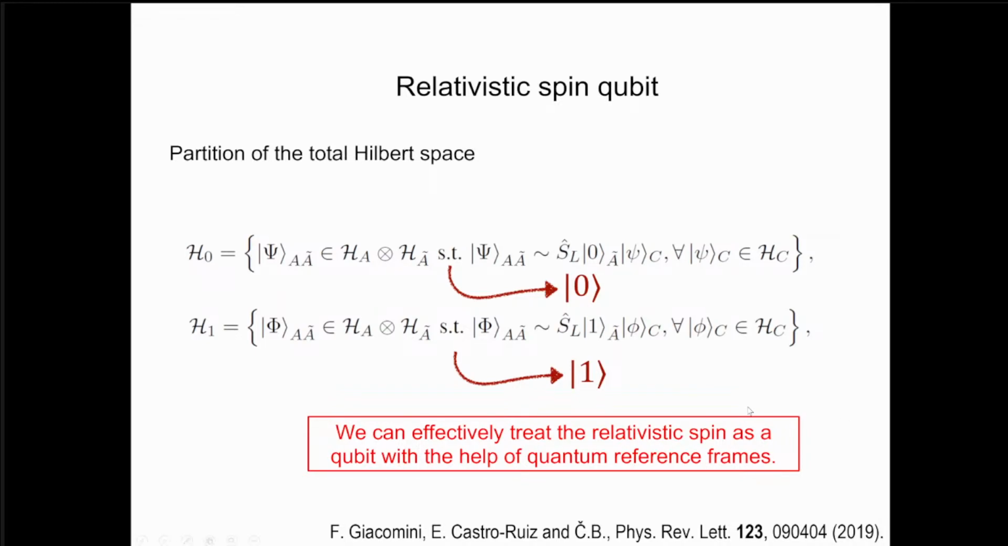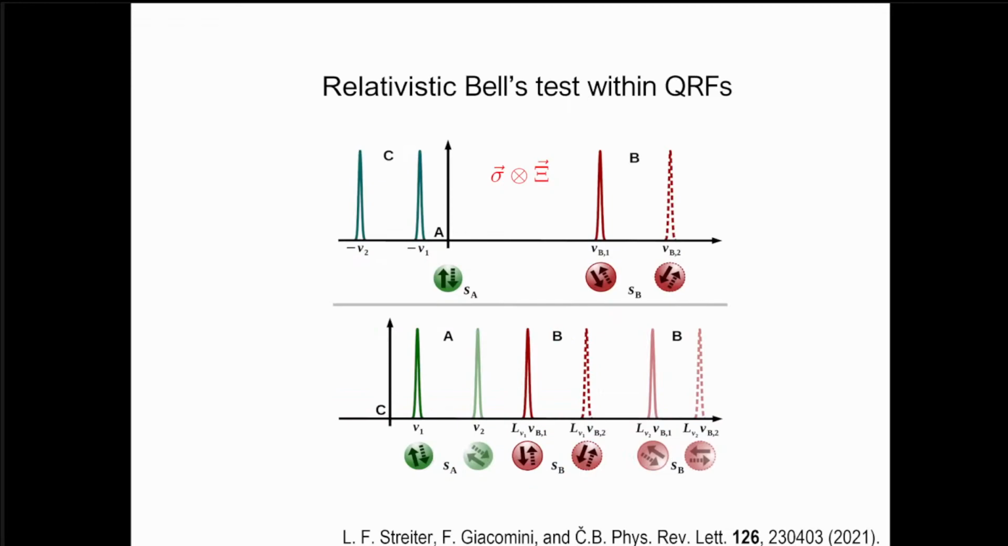The ideal quantum reference frame helps us to restore and revise this problem and to see that there is an appropriate observable to measure in Alice and Bob's laboratory such that violation is again maximal. And the idea boils down to the following. What you see here in the upper picture are 3 systems. There is C, which is the laboratory, A is one particle, B is the other particle.